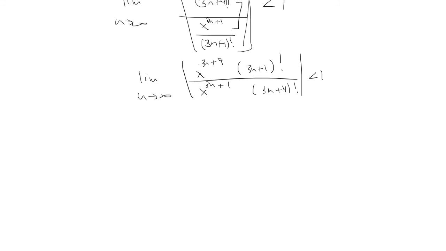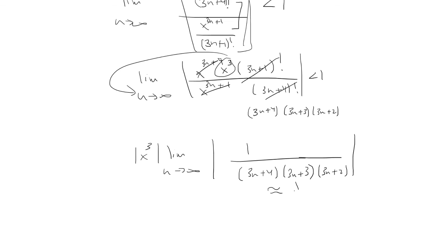We can cancel these out, and then we'll have x cubed left over. And for the denominator, we can cancel these out, and we'll have 3n plus 4 times 3n plus 3 times 3n plus 2. This x cubed will come out in front. So the limit as n approaches infinity, 1 over this product. So this is roughly 1 over 27 n cubed, and clearly that goes to 0.